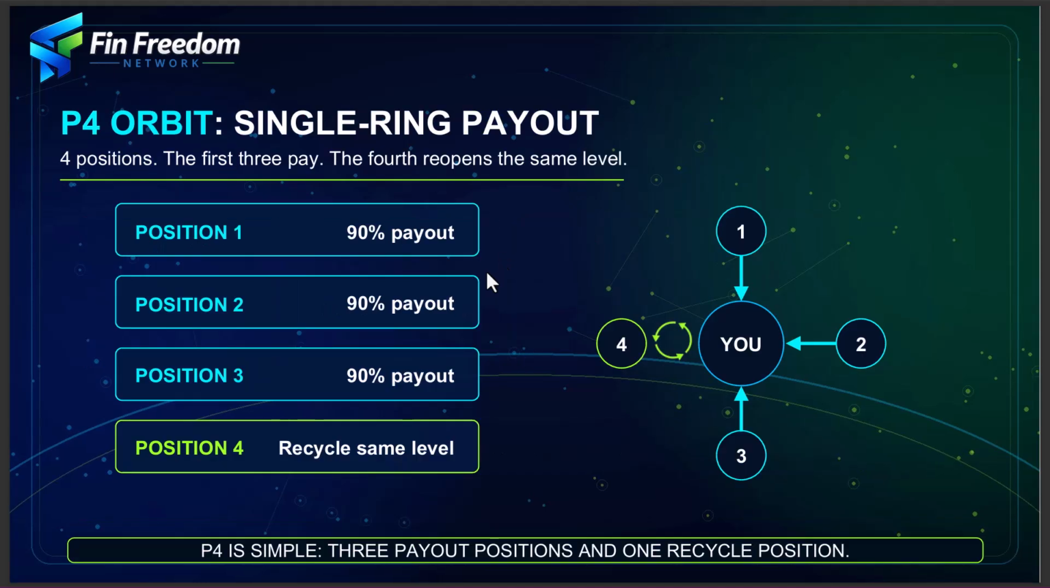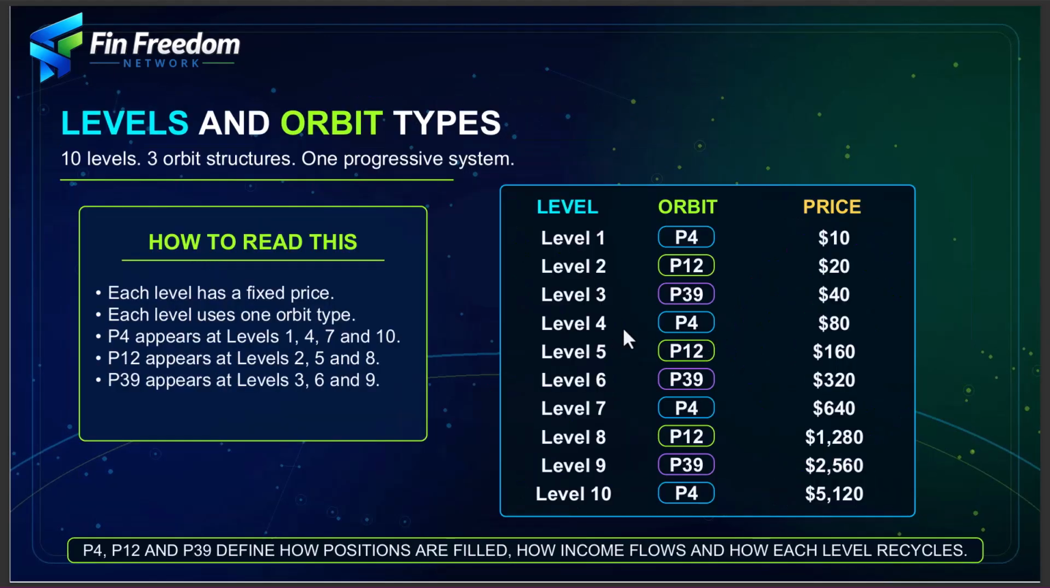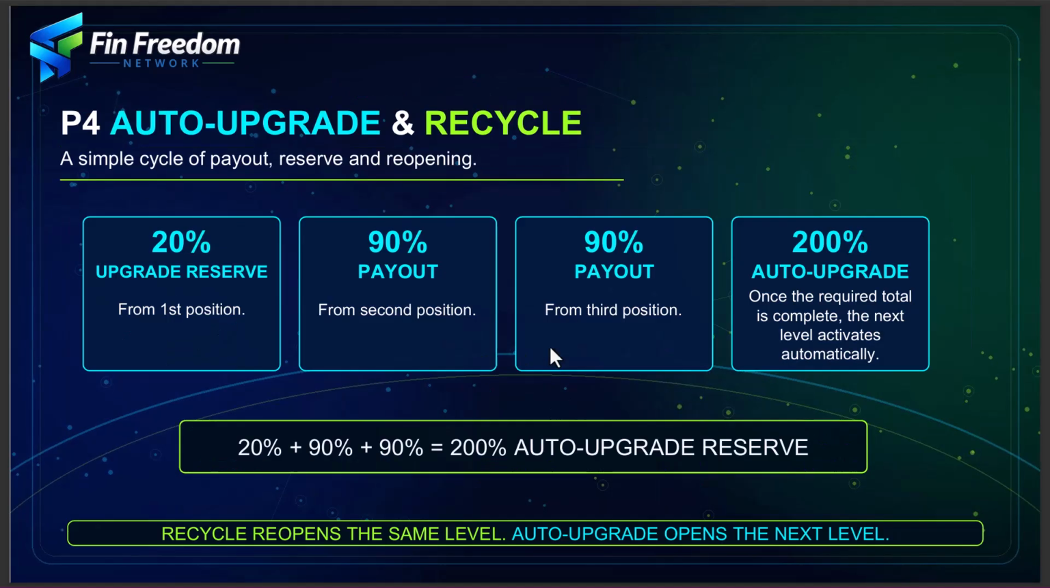What I'm explaining for P4 or orbits happens in the same way for every P4. If you are on level 3 and you are not yet on level 4, your funds will be reserved in this position of your level 3 for your upgrade to level 4. If you are on level 6, the same thing will happen to level 4 here. If you're on level 9, the same thing will happen for your level 10. So what I'm explaining here is the same with all the orbits that are similar to this one.